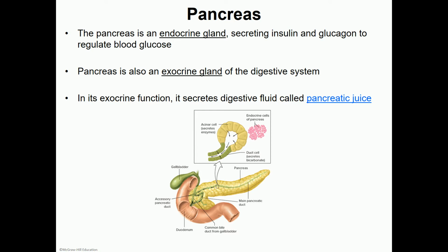So here we are. In its exocrine function, that's where all of the digestive fluid known as the pancreatic juice is released. Here again is a kind of histological breakdown of the different parts. These are the endocrine cells, or your islets of Langerhans, that secrete the hormones. And these are the acinar cells that secrete the different enzymes, while the duct cells secrete bicarbonate, or HCO3.